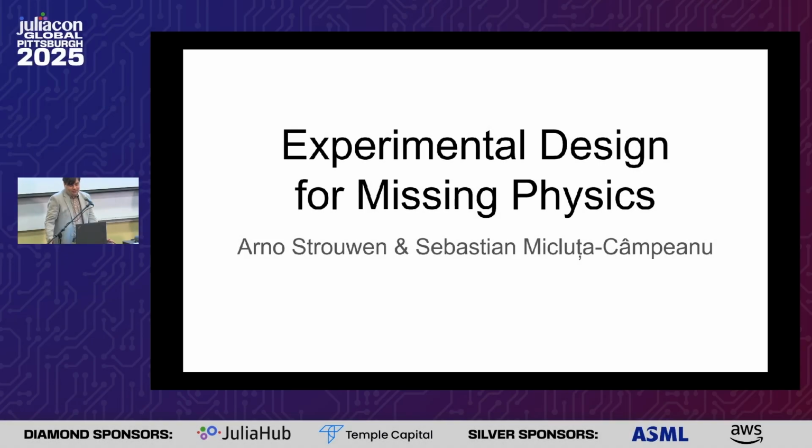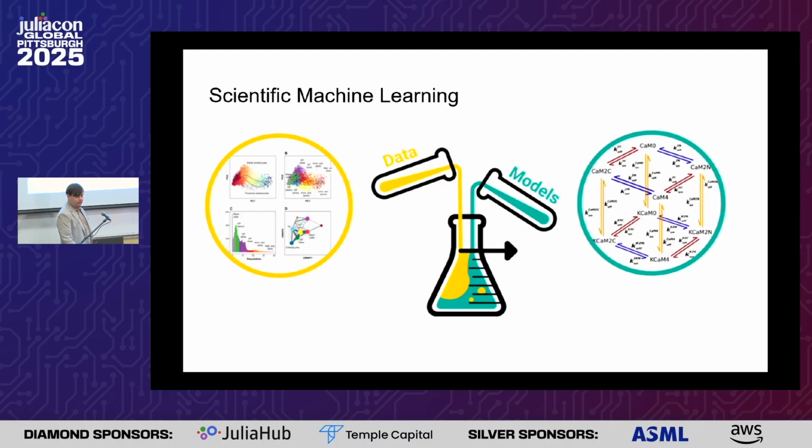Okay, so I'm the next speaker, helped by Sebastian. I'm Arno, I'm a statistician focused on experimental design. We will be applying this to SciML in this talk, and Sebastian helped me with some of the trickier programming aspects. And Sebastian is going to start by introducing some of the background SciML material that you need to know to be able to perform experimental design.